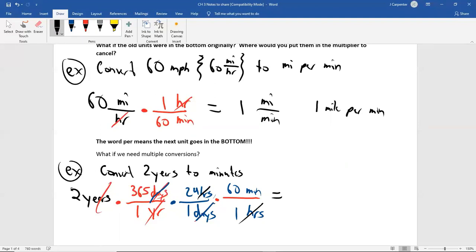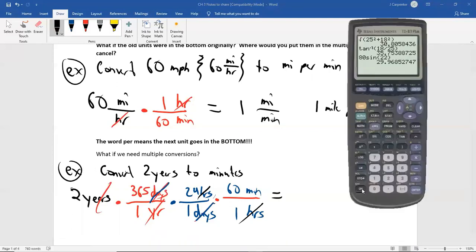So what are we doing here? We're taking the 2, and we're multiplying it by the 365 because it's in the top. Then we're going to multiply by the 24 because it's in the top. And we're going to multiply by the 60 because it's in the top. So we pull out a calculator. Ignore all that trigonometry. That's not for us. 2 times 365 times 24 times 60.